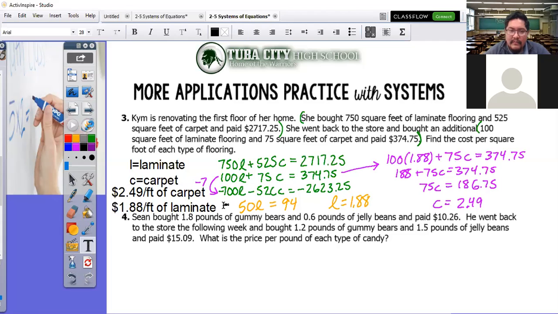The only thing that I think was a little bit tricky with this one is that for the first step, you had to only use the top and the bottom equation and ignore the middle one, because that middle one, we changed it into the bottom one.